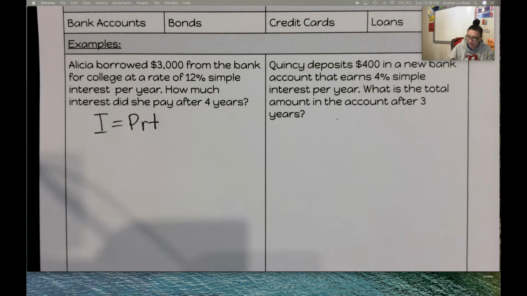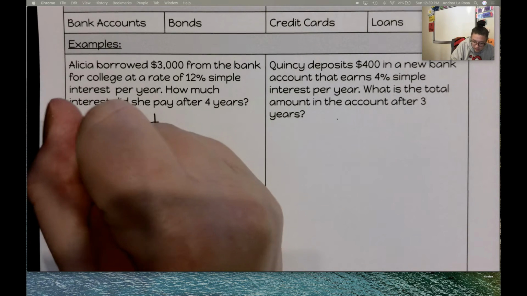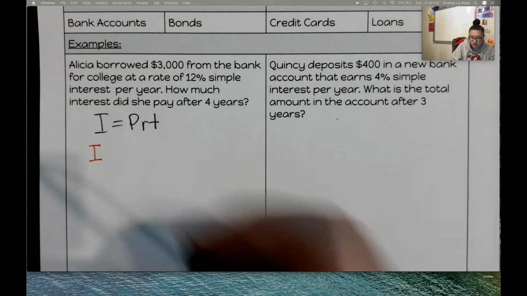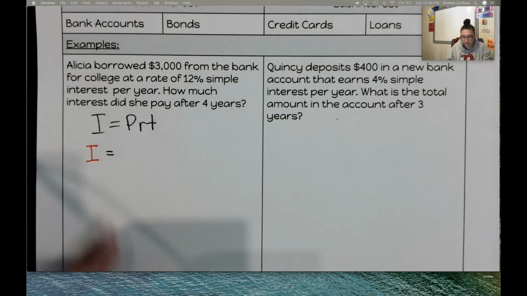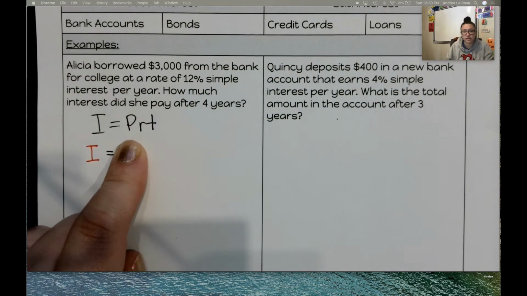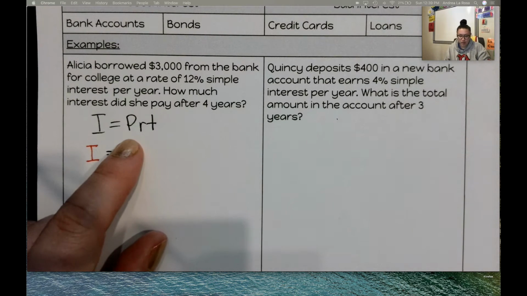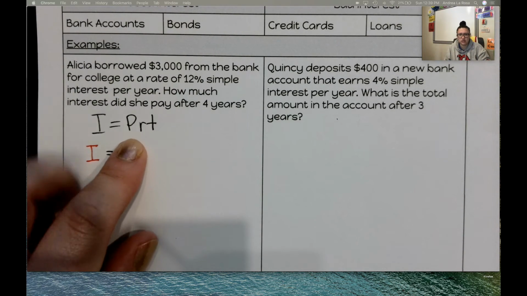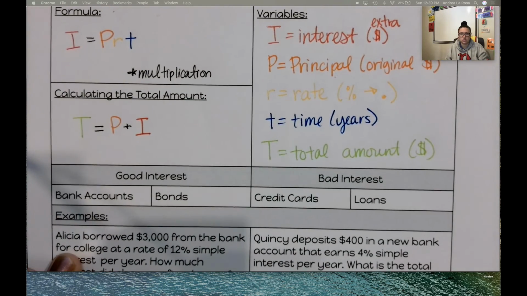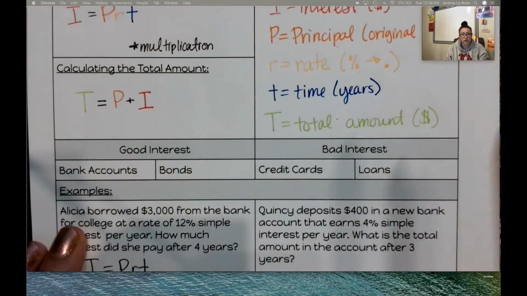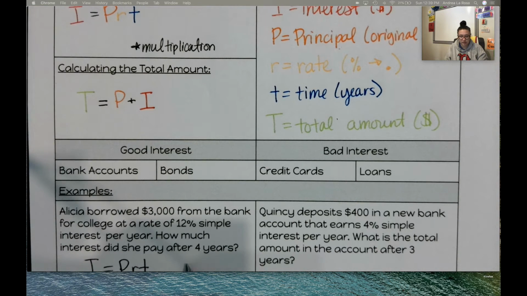Remember, the I, that's the interest. That's how much extra money. I is the amount of extra money. The P is the principal. What does the principal stand for again? The principal is your original amount. So what was the original amount of money that Alicia borrowed in this situation?